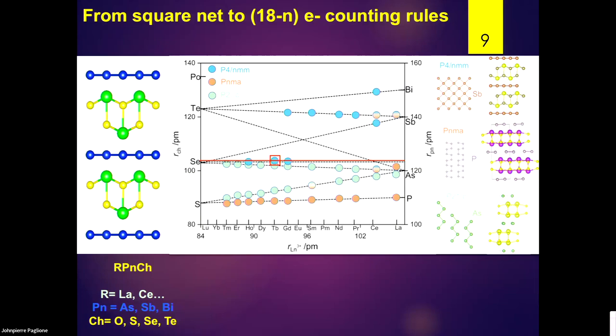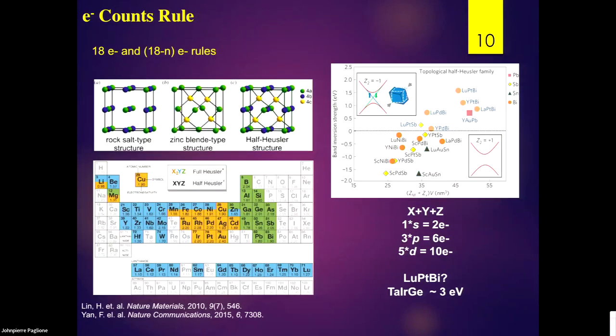As we keep going, getting closer and closer, we figure out that for this group of compounds we cannot use charges like 2 plus and 3 minus to explain the stability. So another way is to explain it using electron counting rules. One of the very famous ones is the half-Heusler compounds, because there are 1,000 half-Heusler compounds.